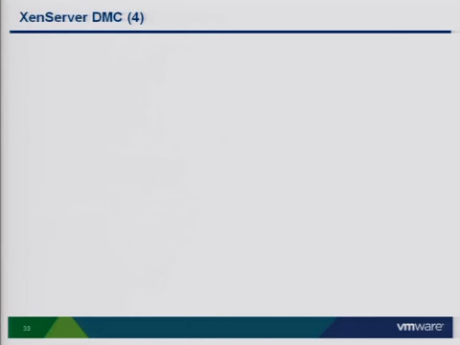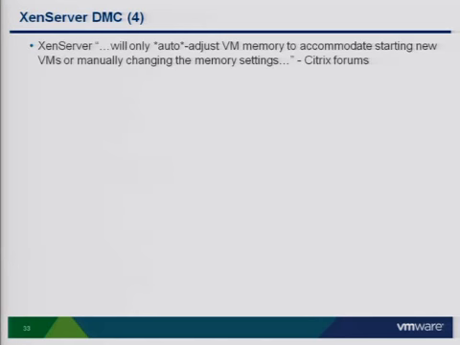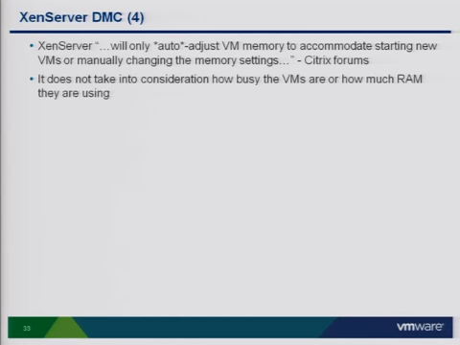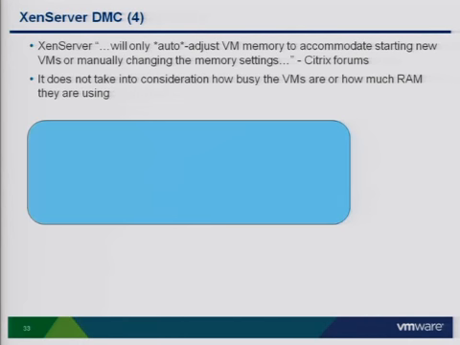So what happens when you run processes on it? I went to the blogs, and the key phrase here is XenServer will only auto-adjust, and auto's the key point here, VM memory to accommodate starting new VMs or manually changing the memory settings. So what this means is it doesn't take into consideration how busy the VMs are or how much RAM they're using.